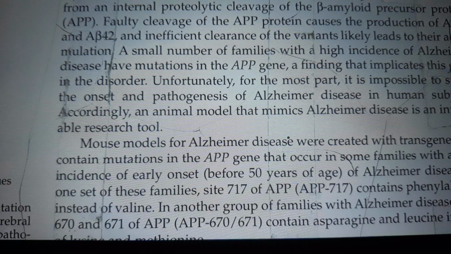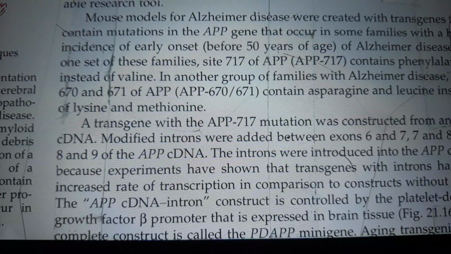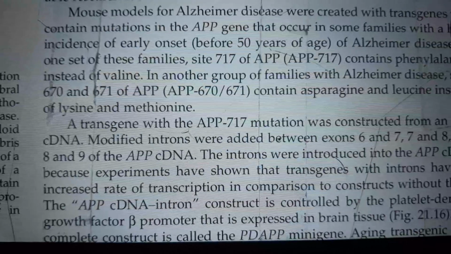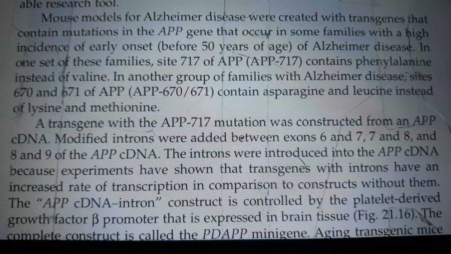A transgenic mouse model is an invaluable research tool. The mouse models for Alzheimer's disease were created with transgenes that contain mutations in the APP gene that occur in some families with a high incidence of early onset, before 50 years of age, of Alzheimer's disease.